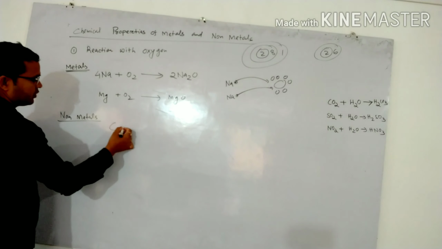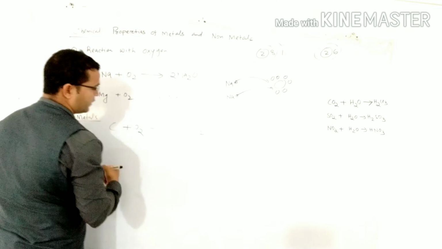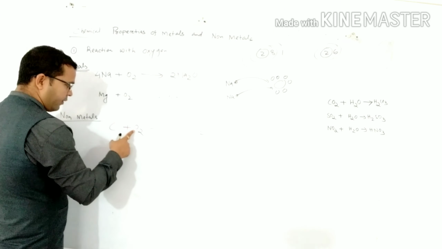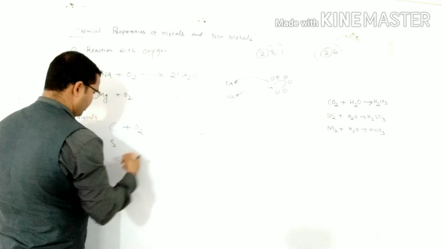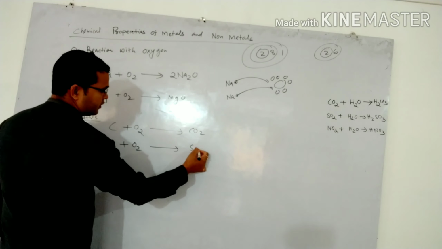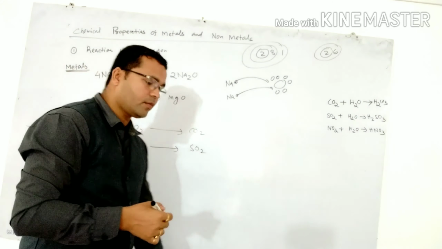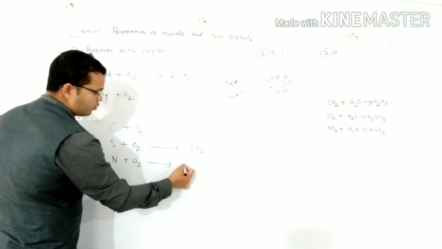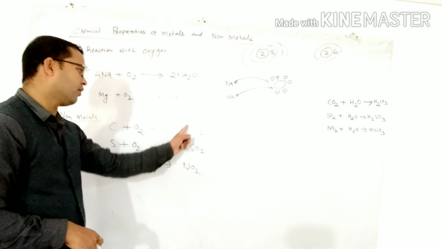Next, reaction with non-metals. For example, carbon reacts with oxygen and gives carbon dioxide, because the valency of carbon is 4 and the valency of oxygen is 2. That's why carbon can take 2 oxygen, and the formula is CO2. Sulfur reacts with oxygen and gives SO2. And nitrogen reacts with oxygen and gives NO2. This reaction is not given in the book. So these are called non-metallic oxides.